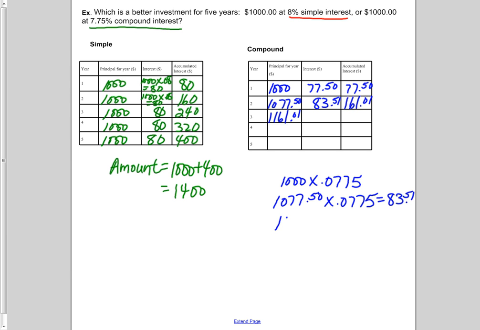So for this calculation, $1,161.01 times our rate is $89.98. I'm going to add $89.98 to $161.01, and $250.99 is my accumulated interest. That $89.98 is put into the account, $1,250.99, and that's what I'll earn interest on.